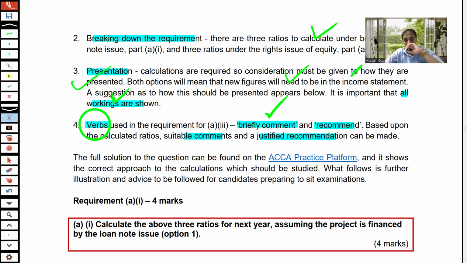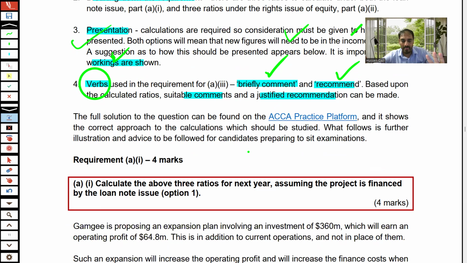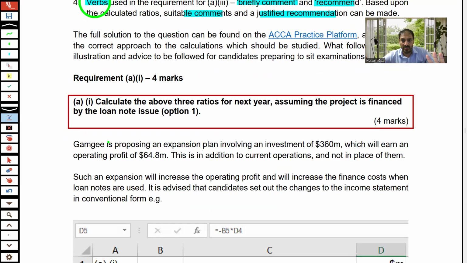Briefly comment and recommend. So there are two things: comment, recommend. Based on the calculation issues, a suitable comment and recommendation can be made. I will cover this point, don't worry. I'll cover it in just a couple of minutes.